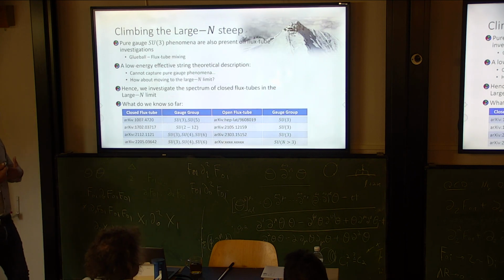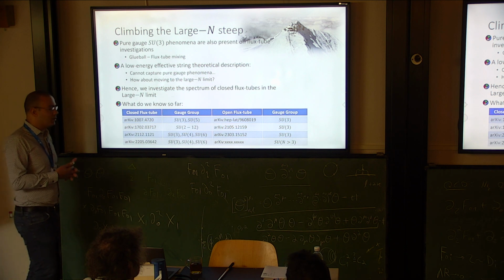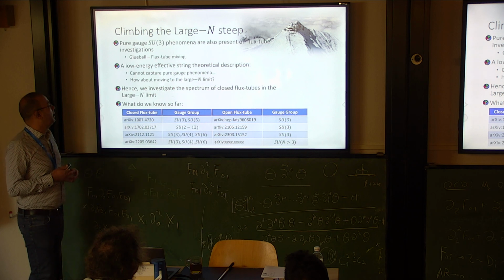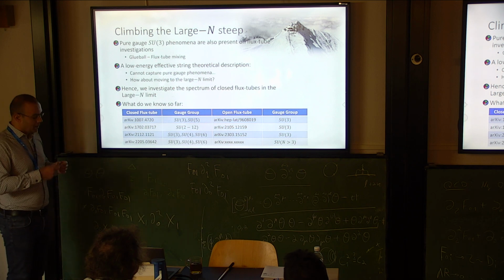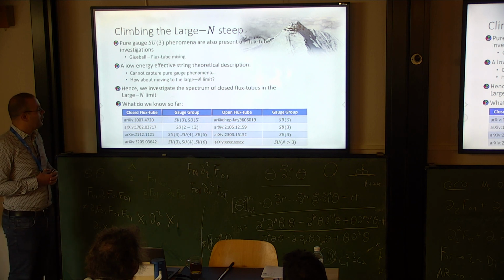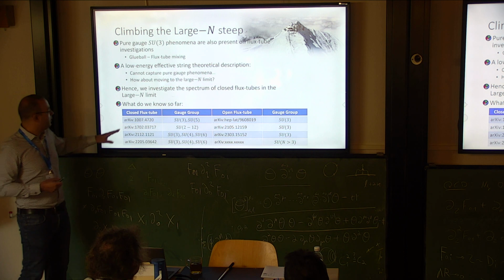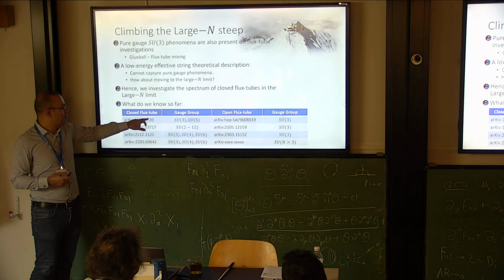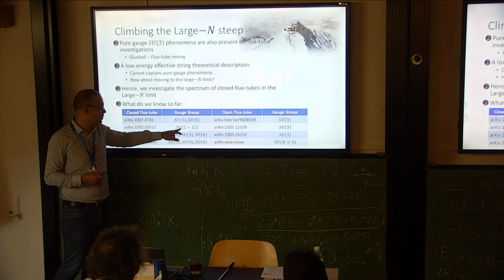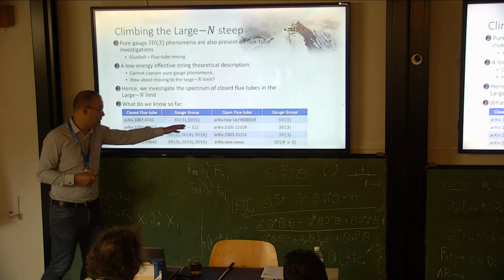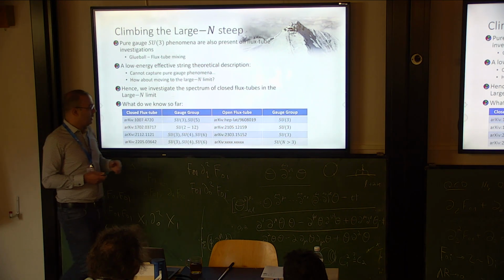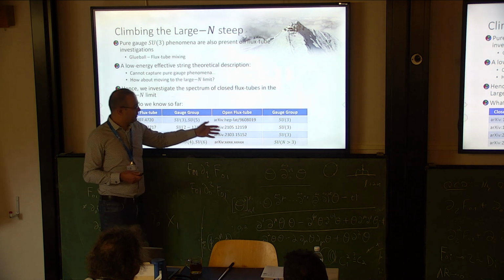Now, we're going to move to the large N limit. Why? Because we want to suppress all the pure gauge phenomena and focus solely on the string-like behavior of the flux tube. So far, regarding the closed flux tube, we have performed calculations moving from SU(2) up to SU(12). While for the open flux tube, there are several works that have been done.